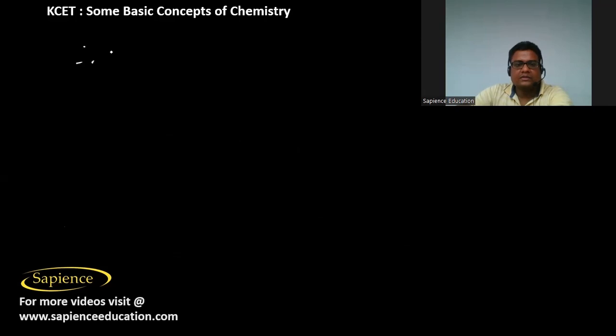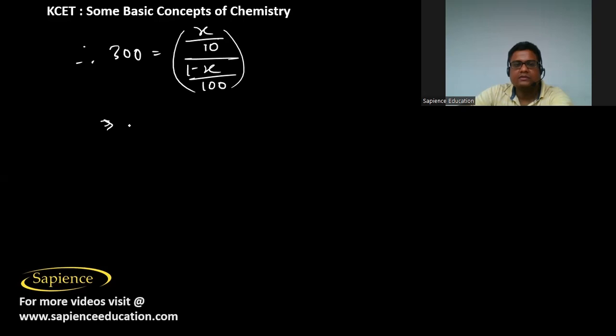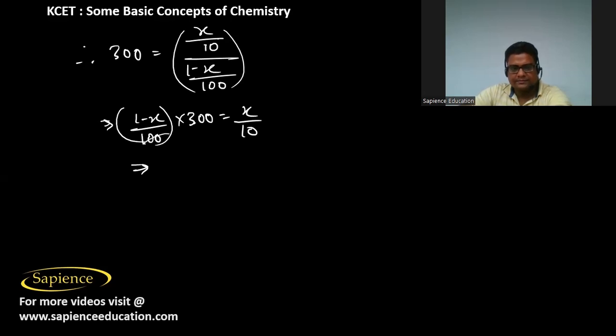Now therefore we can say that 300, that is the partition coefficient, that is the concentration of silver in zinc by concentration of silver in lead. So if we solve it, then we will get (1 minus x) by 100 into 300, that is equal to x by 10. So therefore we can say 30 into (1 minus x) is equal to x. Therefore x will be equal to 30 by 31.